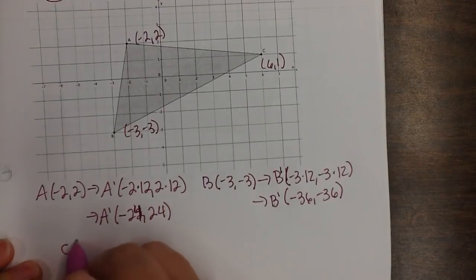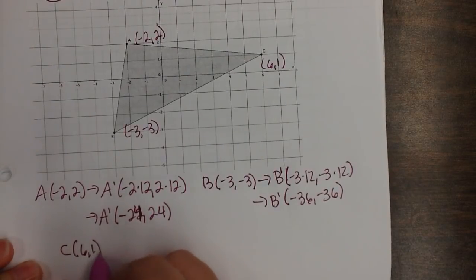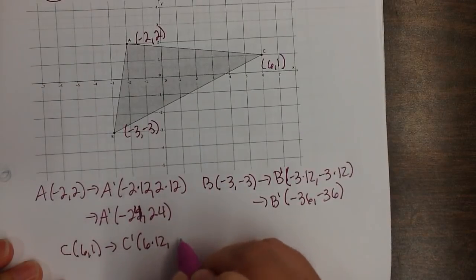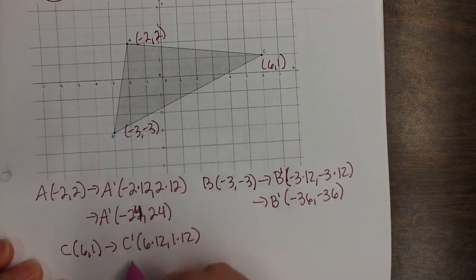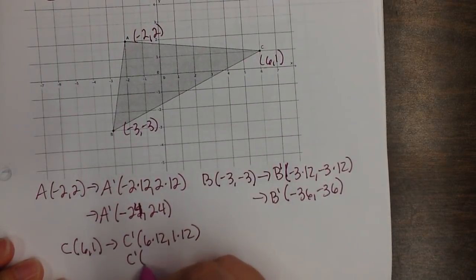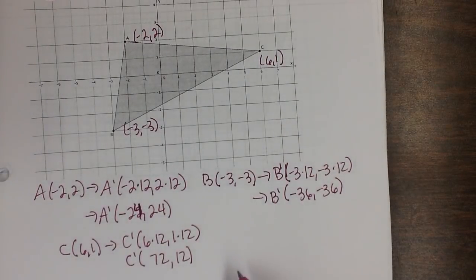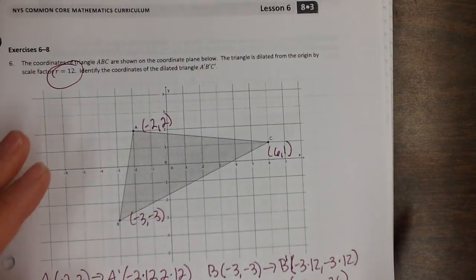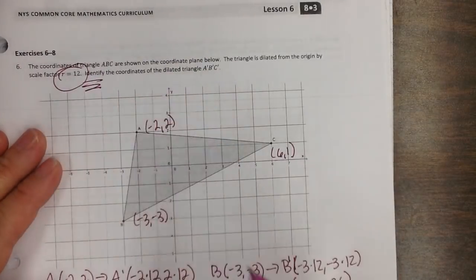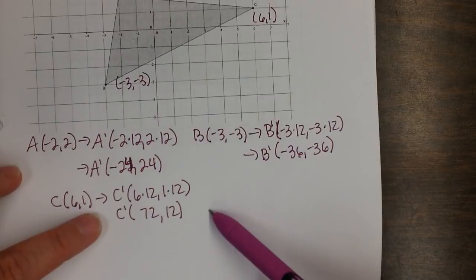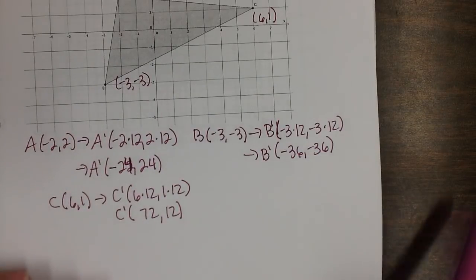Okay, and then let me not screw this up. C is at 6, 1. C prime would be 6 times 12 and 1 times 12. So C prime would be 72, 12. And that's all you have to do. This one doesn't say graph it, it just says identify. So I have found the coordinates for A prime, B prime, and C prime. That's all we have to do on 6.